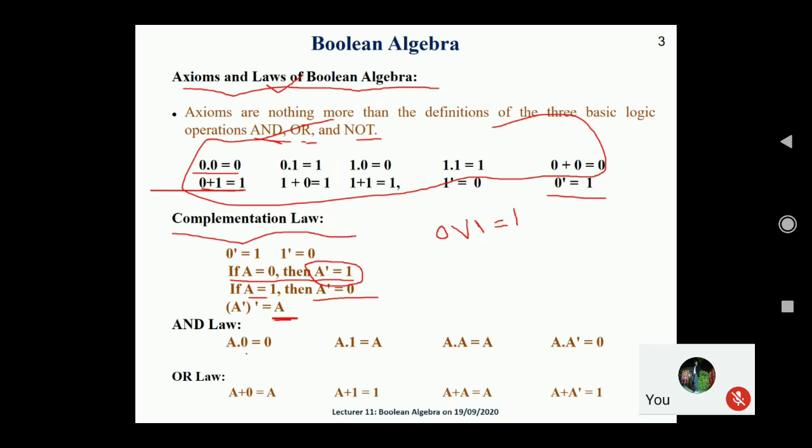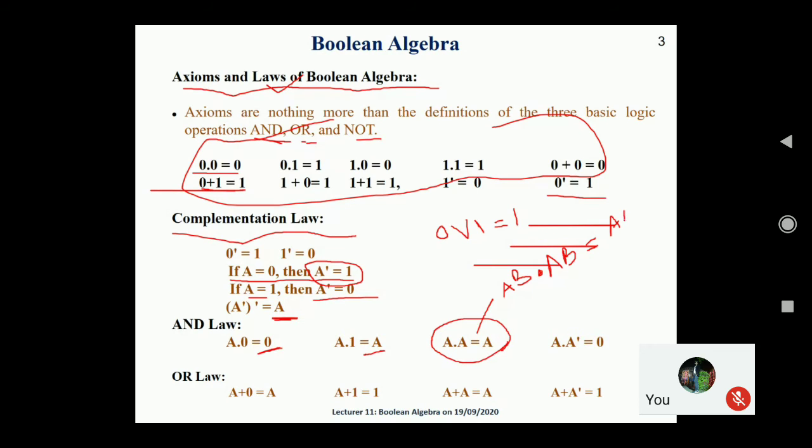What is the AND law? A and 0, the output is always 0. A and 1, the output is always A. A and A, the output is always A, because A into A is always A. This rule we can extend with a term also. If I write A and B with a dot, and also write A and B again, that is also AB.